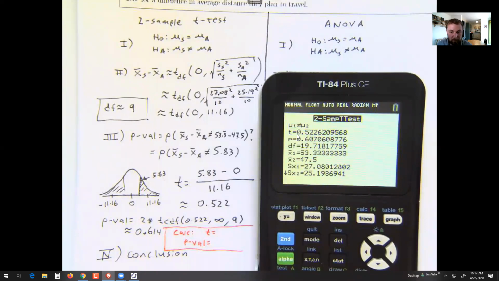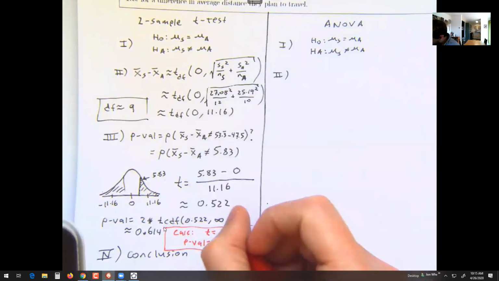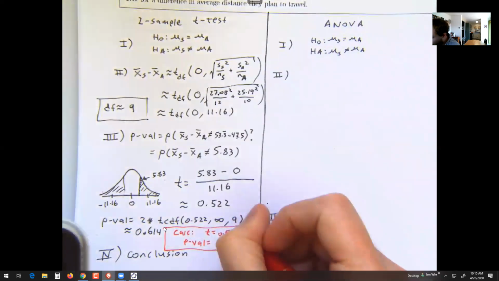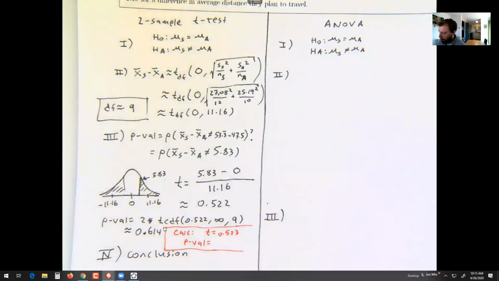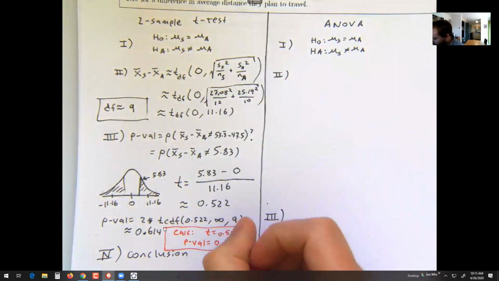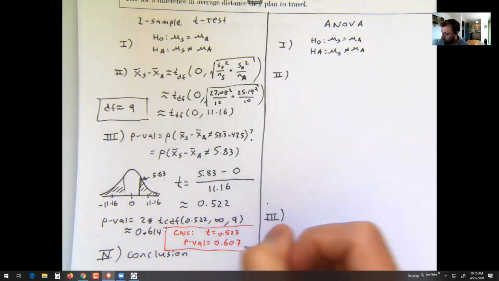This gives me a t-score of 0.522 or so, 3 if I round a little different. It gives me a p-value of 0.61, pretty dang reasonable. So my results are really, really comparable. I'm getting pretty much the same t-score. I'll write down my calculator t-score. And same p-value, I'll write down the calculator p-value.